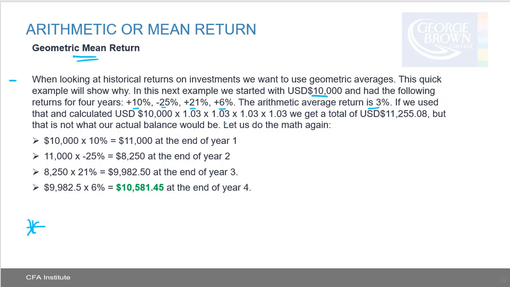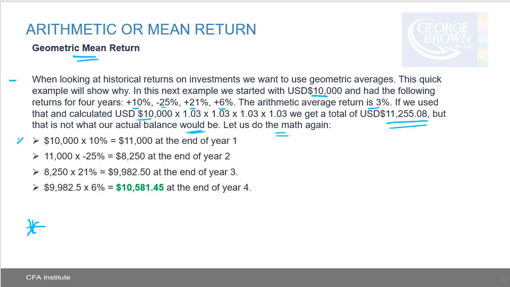So if we use that and we calculated the $10,000, how much would we have at the end of 4 years? Again, using my simple way, 10,000 times 1.03 times 1.03 times 1.03 times 1.03, we'd get a total of $11,250.08. But that is not what our actual balance would be. So let's do the math again.